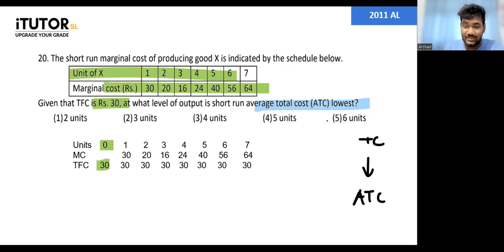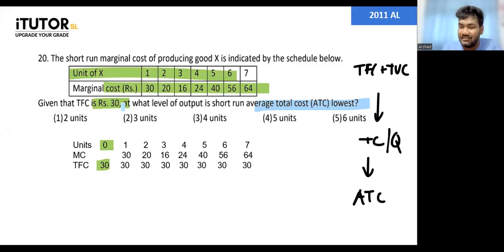Okay, right. So I switched my Wi-Fi. What is the question asking? The question is asking to find average total cost. To find average total cost, you need total cost. Total cost divided by the number of units is average total cost. Now, to find total cost, what should you do? You should add the total fixed cost and the total variable cost. If you add these two, you can get the total cost. Then by dividing the total cost by the number of units, you can get the average total cost.